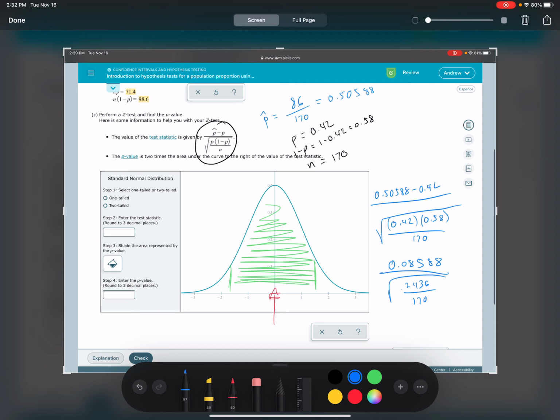Divided by 170 is a very small number. I would recommend doing this in the calculator on Alex. It's like 0.0014329, but then I do the square root of that number, and I get 0.03785. Yeah, I just don't like to do this because it's just too many decimals. Too easy to mess something up. So 0.8588 divided by 0.03785.